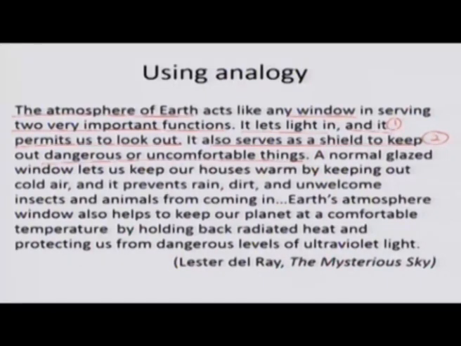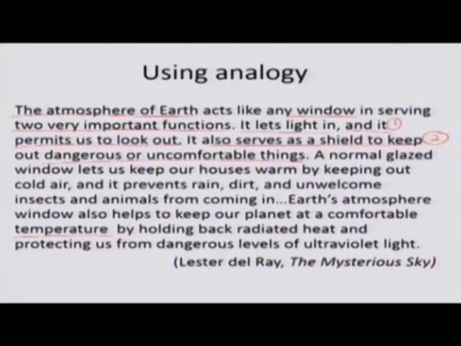etcetera. So, Earth's atmosphere window also helps to keep our planet at a comfortable temperature by holding back radiated heat. So, some function related to temperature here. So, this is a common thing between window and the Earth's atmosphere, and it protects us from dangerous levels of ultraviolet light. A window protects us from rain, dirt, unwelcome insects, etcetera. Earth's atmosphere protects us from dangerous levels of ultraviolet light.